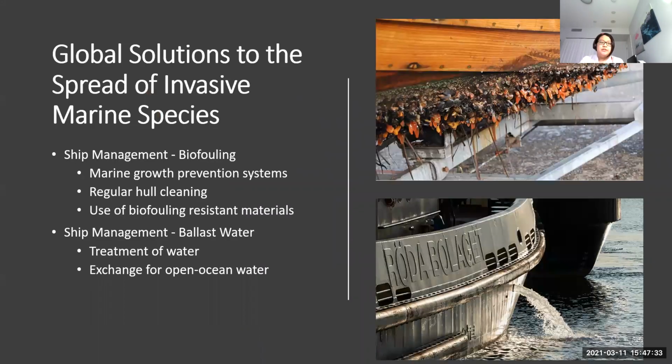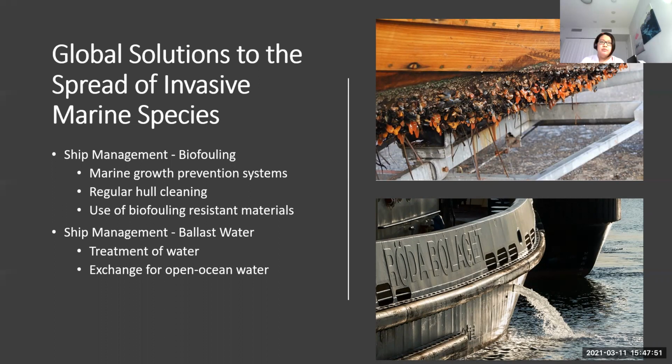For global solutions, there is the issue of biofouling and ballast water mentioned earlier. Biofouling is a process where live marine organisms attach themselves to the ship's hulls. Solutions to this include marine growth prevention systems, regular hull cleaning, and the use of biofouling resistant materials.